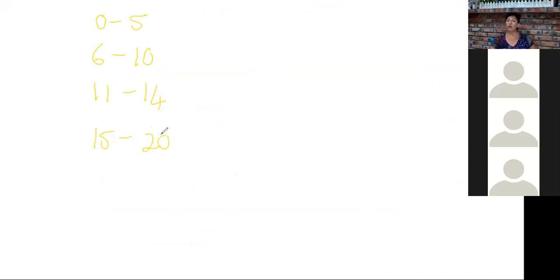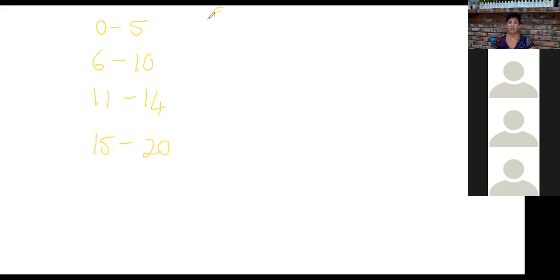Right, these could represent kilograms or ages or whatever. Okay, it's something, and then the frequencies are the following. So if it's ages, for example, the frequencies will be age 0 to 5 is 10, 6 to 10 is 12, 11 to 14 is 8, and 15 to 20 is 9. So there are 10 of that age, 12 of that age, 8 of that age, etc.